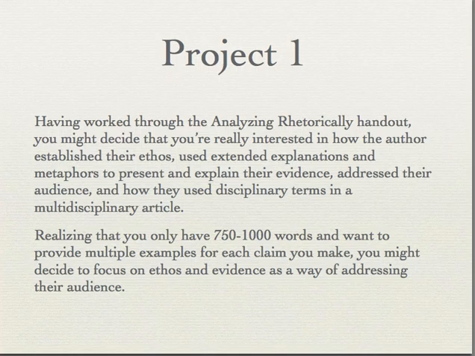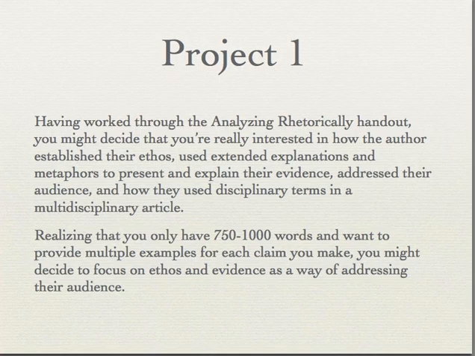And so what you've got there tells you something about how the author is using terms, and how the author is addressing their audience. And so you look over what you found, you can then identify the things that are of interest to you or the things that you think you can explain really well. And then you pick those. And again, realizing you only have 750 to 1,000 words in which to write your entire report, and that you want to use multiple examples for each claim that you make.